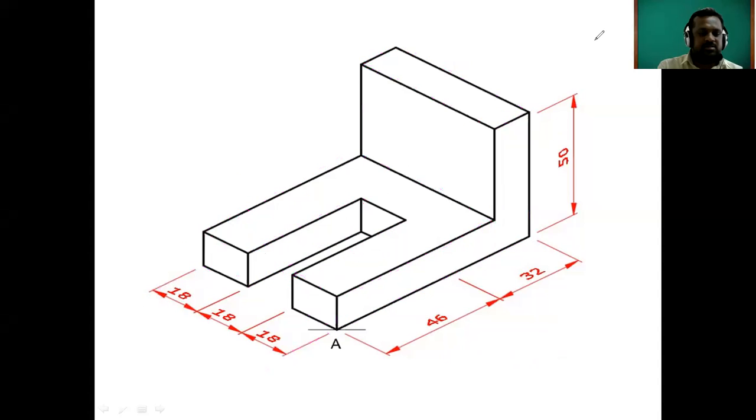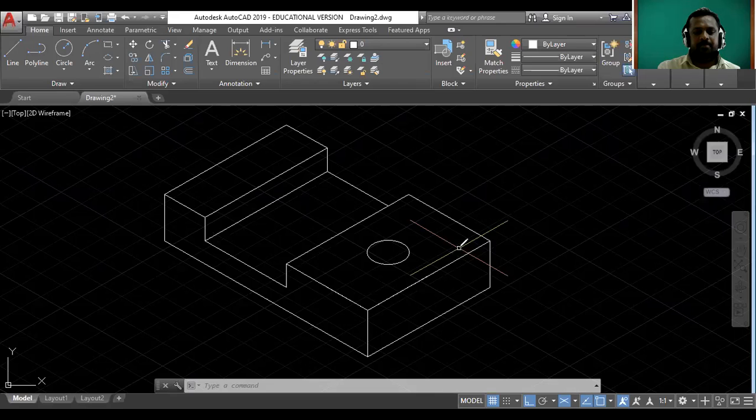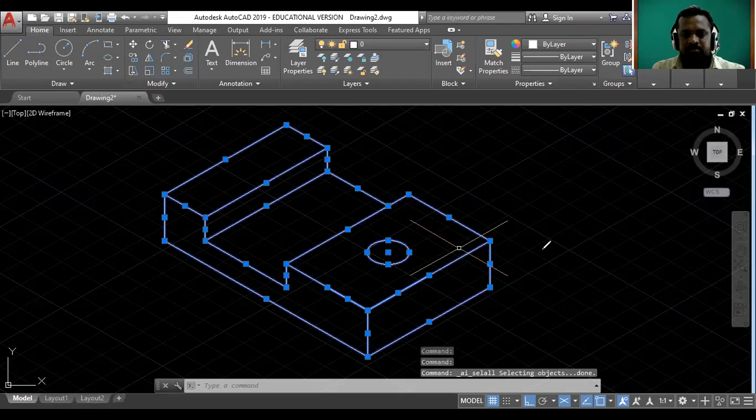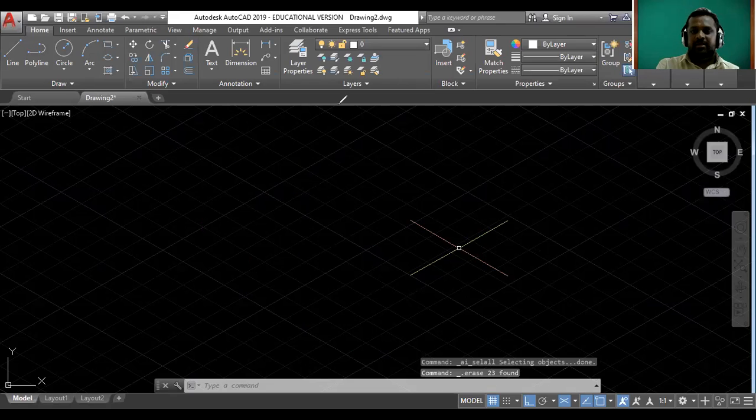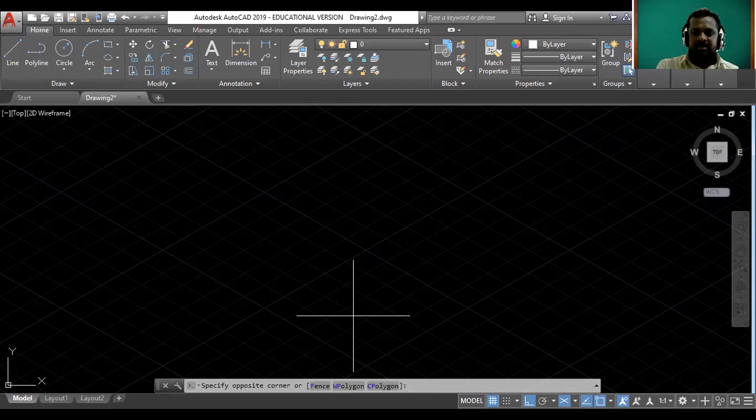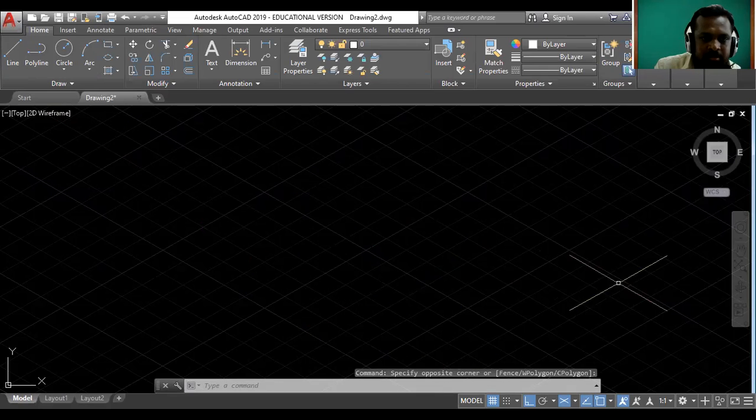So let us start to draw this figure in AutoCAD. First of all, we will draw this vertical line of 10 mm. Take the line and draw the vertical line. Make ortho on. Okay, it is on. Take the line and draw the vertical line.